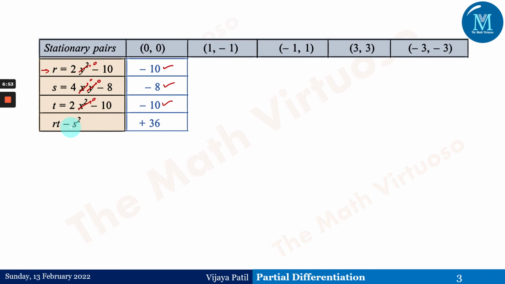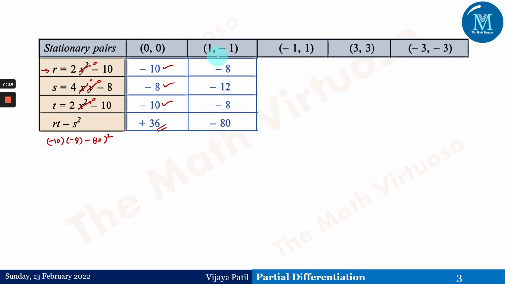Now RT minus S square. So R is minus 10, T is minus 10, and S is minus 8, the whole square. So this calculation will give rise to 36. Now this is the calculation for the 0, 0 pair. The same way we will get it for 1, minus 1. Just pause the video and try to get all these pairs for the equation, so you can check it.